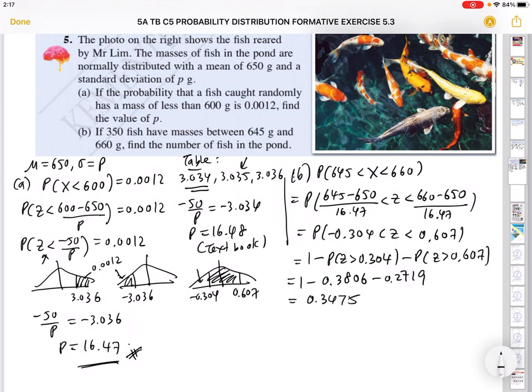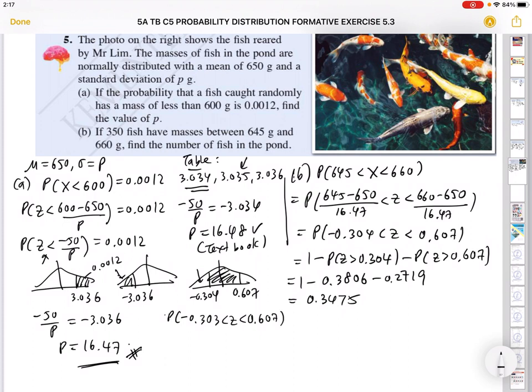However, contrast that with if you were to use a table, based on 16.48. If P is 16.48, you will get negative 0.303 and 0.607. Slight difference in the answer, right?